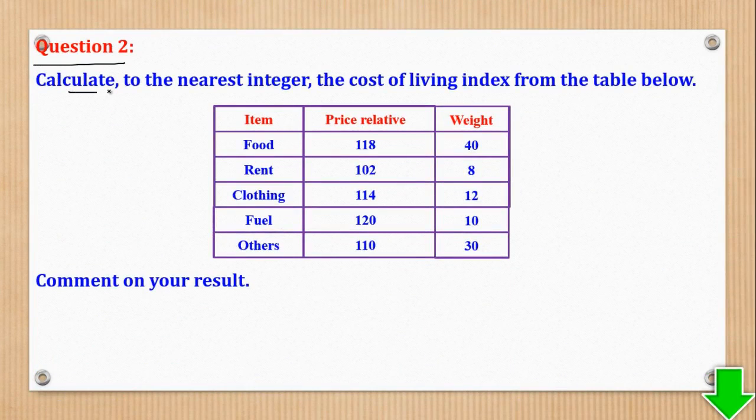Question 2 says, calculate to the nearest integer the cost of living index from the table below. So these are the item, price relative, and weight. Comment on your result. Now this price relative is the ratio, but I think you realize that it is also in hundreds, meaning that it is the ratio multiplied by 100.